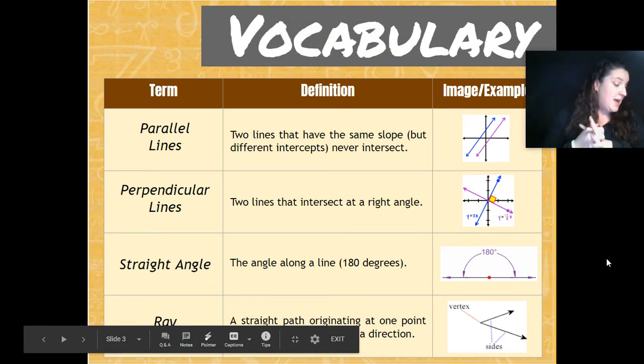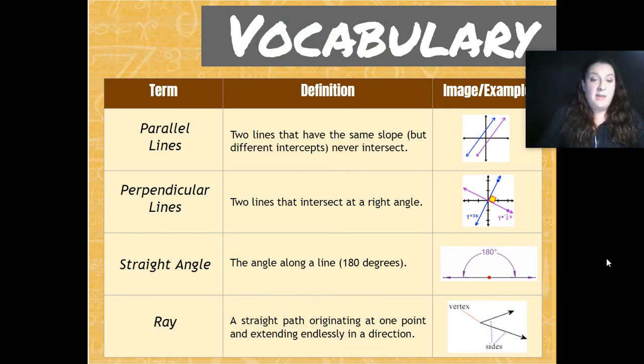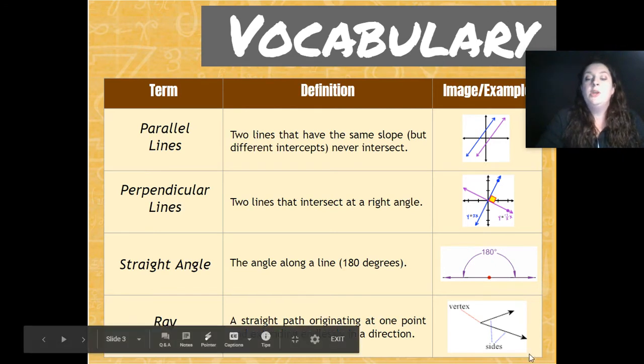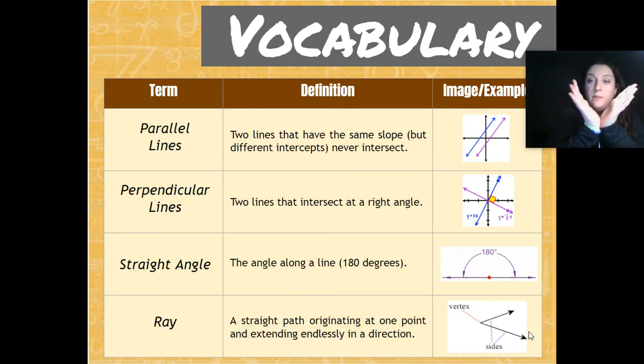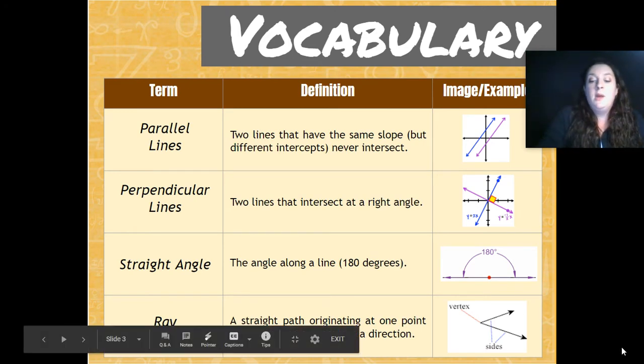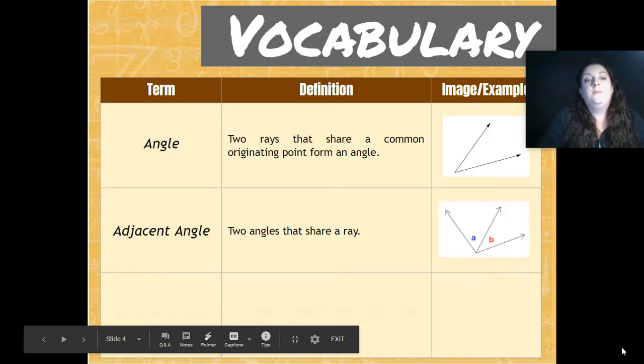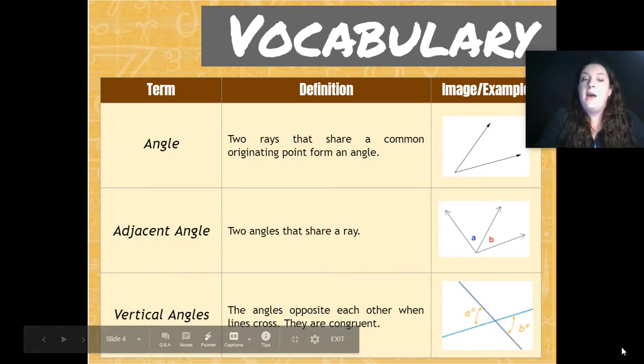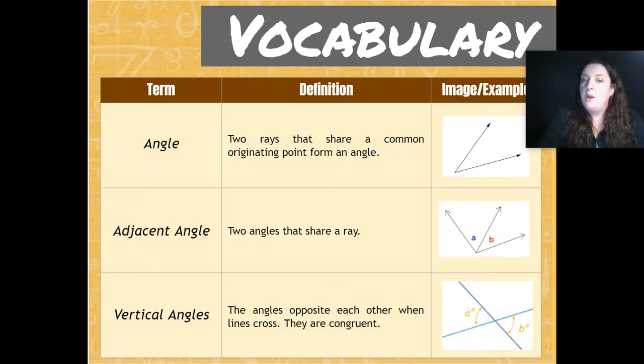So a ray is a straight path originating at one point and extending endlessly, or to infinity, in the other direction. So if you are to draw an angle, you have two rays that intersect at that center point. So these two lines would go on forever, but they're intersecting at that center point, or your vertex. Oh, and we also have angle, which is where the two rays share that vertex.